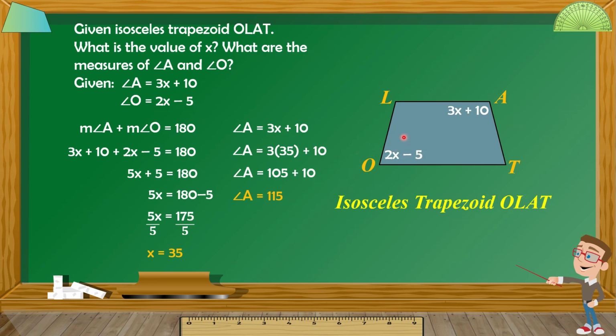And si measure angle O naman. So, para makuha si measure angle O, since supplementary yung opposite angles ng isang isosceles trapezoid, isusubtract lang natin tong measure ni angle A sa 180. So, angle O is equal to 180 minus 115. And 180 minus 115, that is equal to 65. So, therefore, angle O is equal to 65 degrees. So, 65 plus 115, that is 180 degrees. They are supplementary.